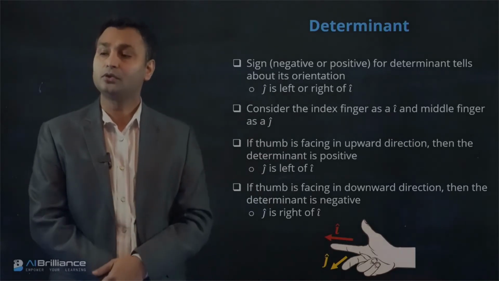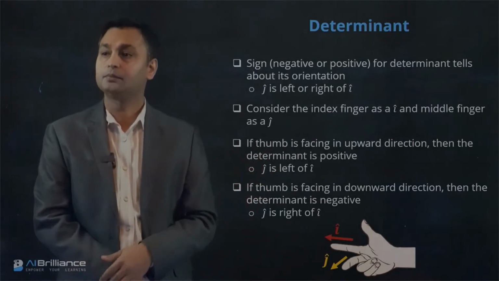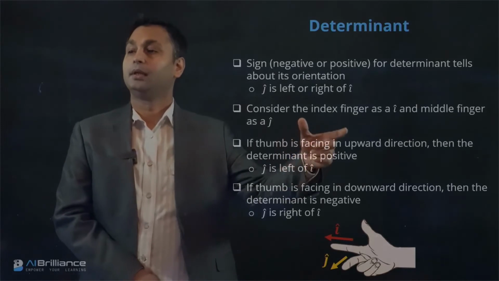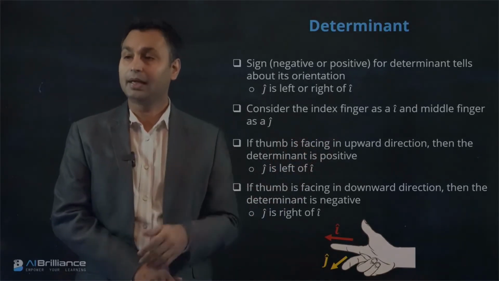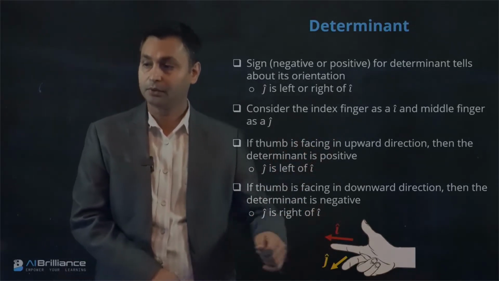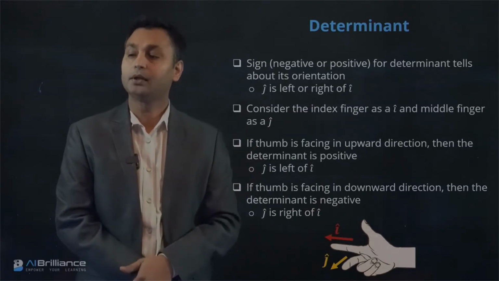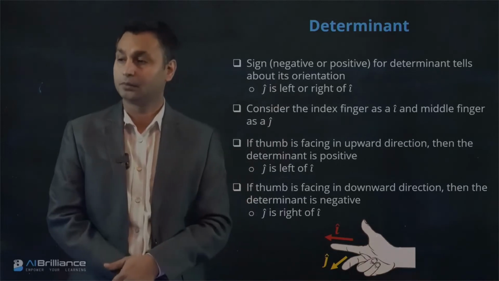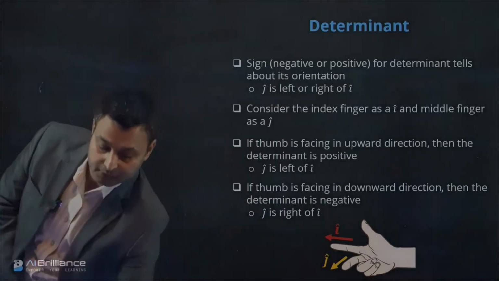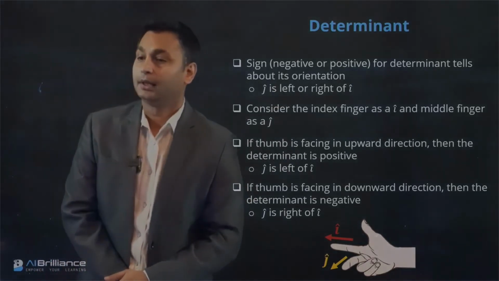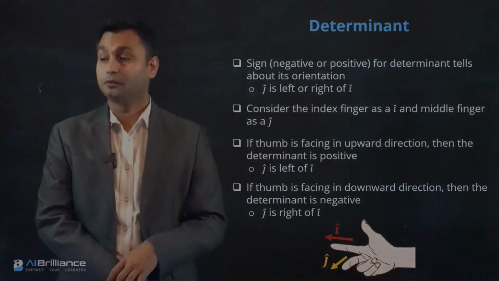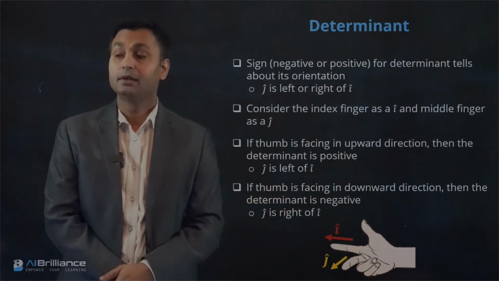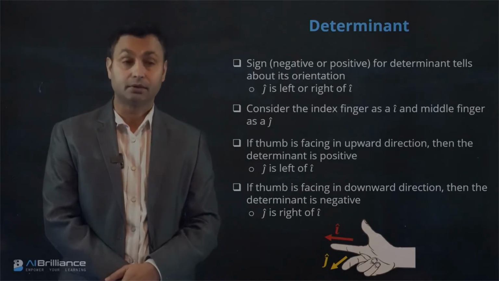This has to do with the right-hand coordinate system, where, let's say, the index finger represents i and the middle finger represents j. If the thumb is pointing out, you have a determinant that is positive, and that's the direction of the determinant. If you have a thumb which is facing down, which means that j is to the right of i, then you essentially have a negative direction and a negative determinant.